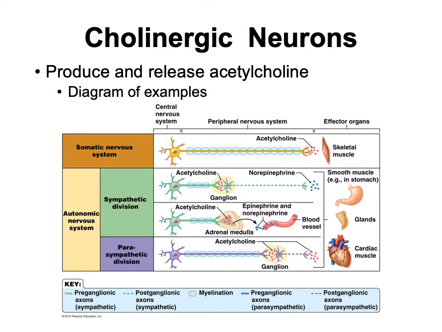In this diagram, it demonstrates that all preganglionic neurons of the autonomic nervous system, both sympathetic and parasympathetic, are cholinergic neurons. And all postganglionic parasympathetic neurons of the parasympathetic nervous system are also cholinergic neurons. And only one neuron in the sympathetic nervous system that goes to sweat glands is also a cholinergic neuron.